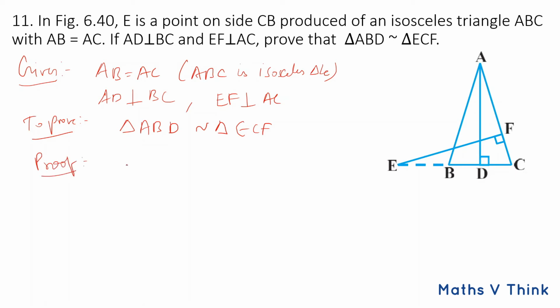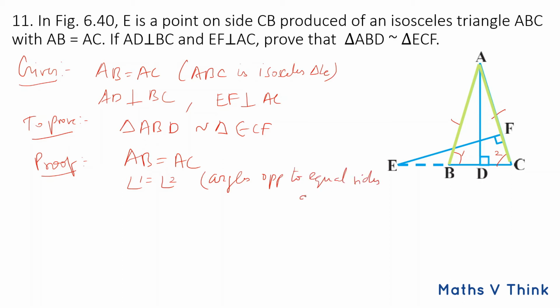Proof. First I'll take the given part. AB is equal to AC. Can I tell their opposite angles will be equal? So let this be 1 and this be 2. Can I tell angle 1 is equal to angle 2? Why? Because angles opposite to equal sides are equal. Now take two triangles, triangle ABD and triangle ECF.